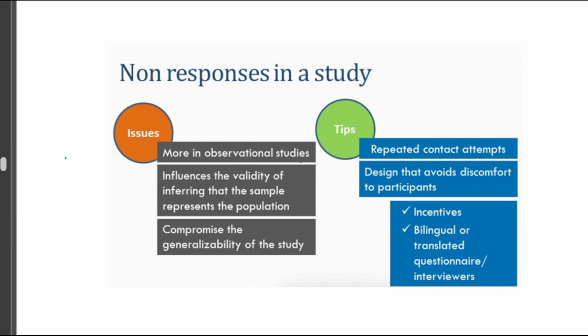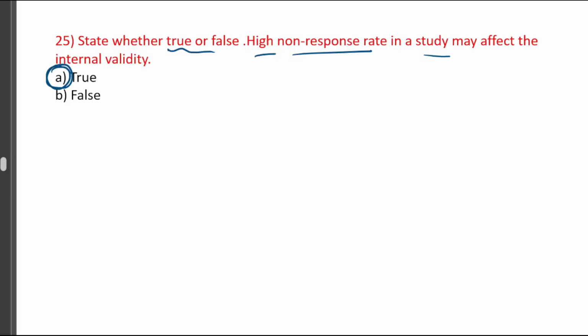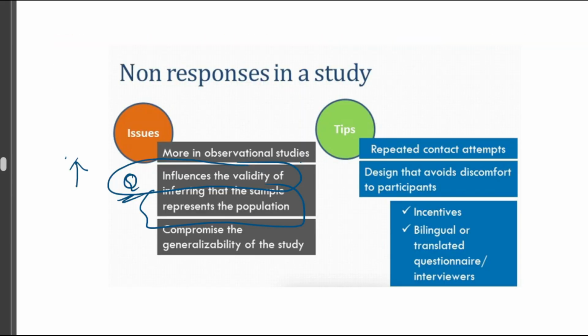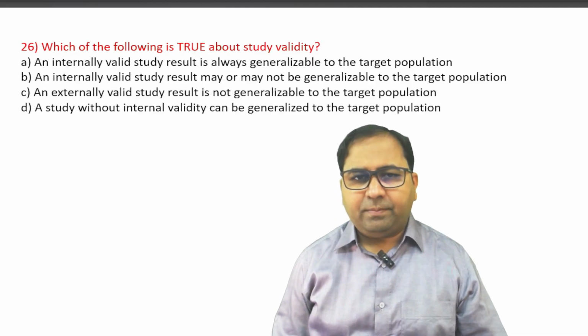Now you see in this chart, the issue is the high non-response rate. As the question asked, if the non-response rate in the study is high, then it will definitely affect the validity. It influences the validity and interferes with whether the sample represents the population. Okay, please remember this point. This was the question which was asked over here, and therefore we have taken true as the answer for this question. So next question.